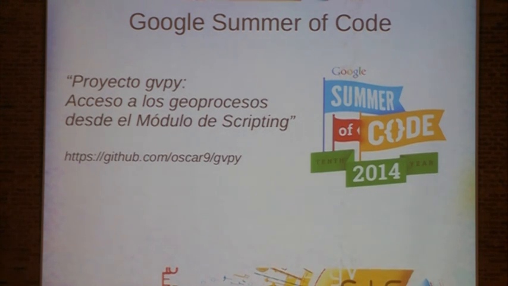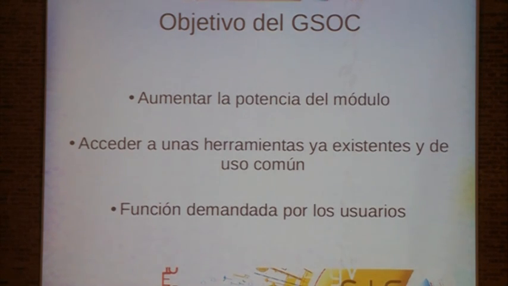All this was developed thanks to the work done by the association and the Google Summer of Code applied to the scripting module. One of the problems with the scripting module was as follows. If you wanted to do a simple buffer, you had to program it all completely, which made no sense because the buffer is one more geoprocess on gvSIG. So it's important to give access to these geoprocesses from the scripting module. By doing this, the module's power was boosted to a great extent.